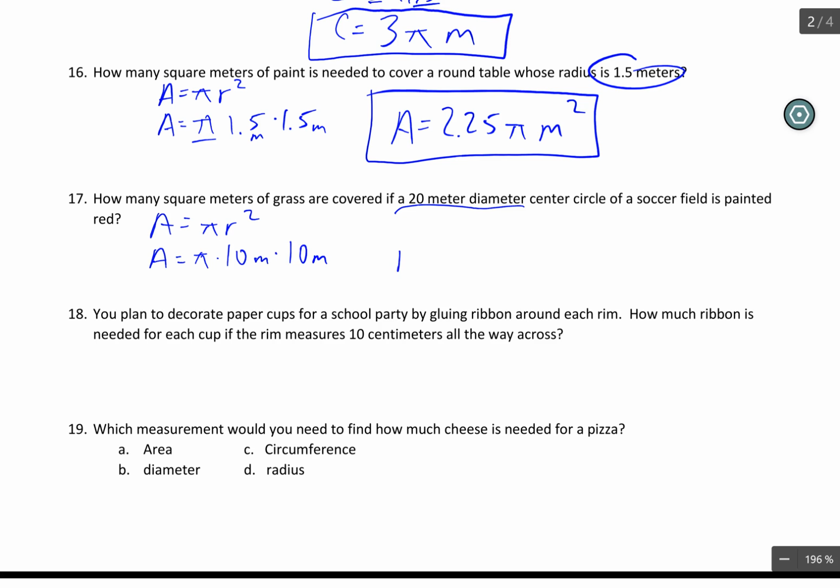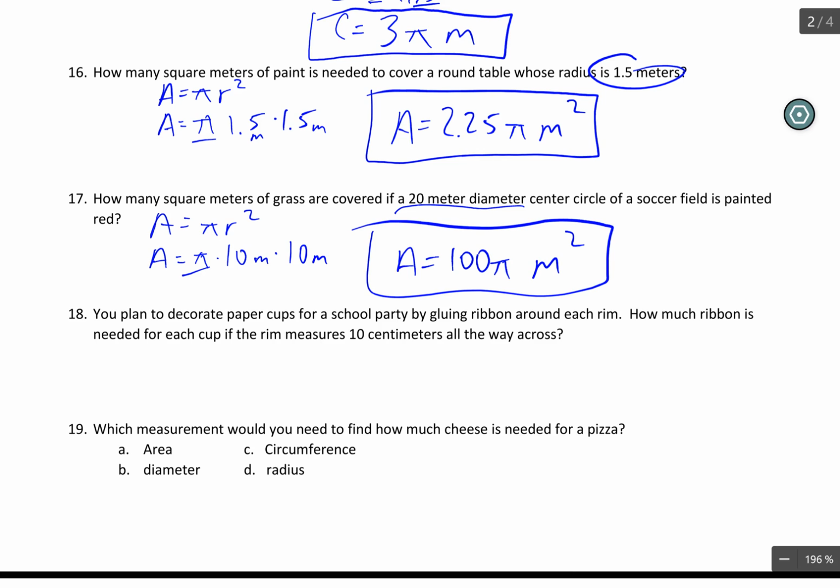10 times 10 is going to give me 100 pi, because I have to remember to multiply by pi. So 100 pi meters times meters is meters squared. And that gives me my answer.